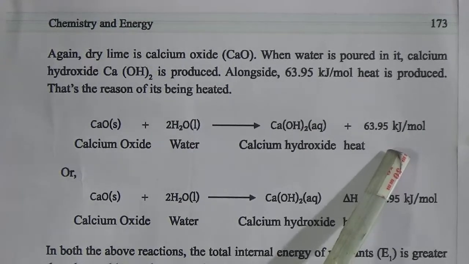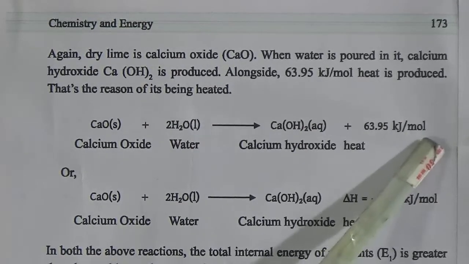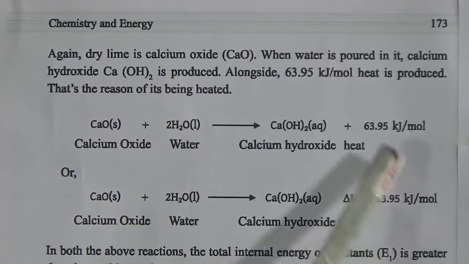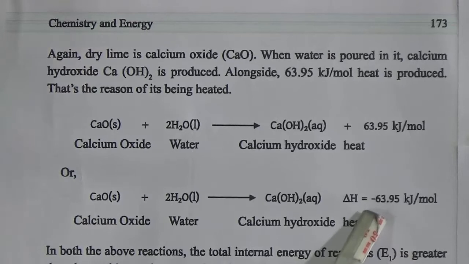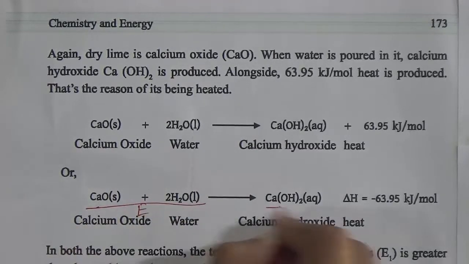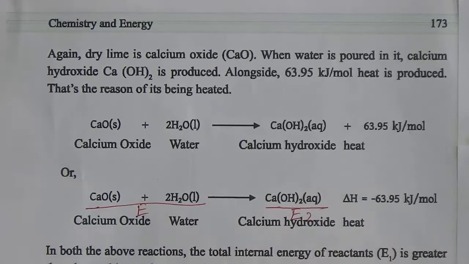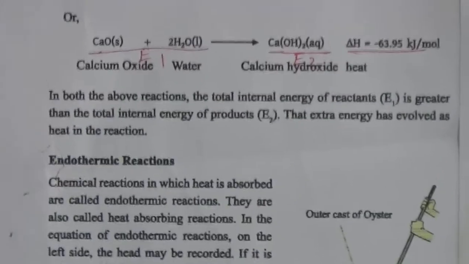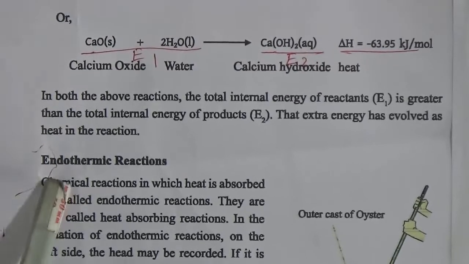That means 63.95 kilojoule per mole energy we get from this portion, and this is why the del H value is negative, because it is heat production, heat is generated through the exothermic reaction. We know when the E1 is greater than the E2, at that time the del H value will always be negative. Now come to the endothermic reaction.